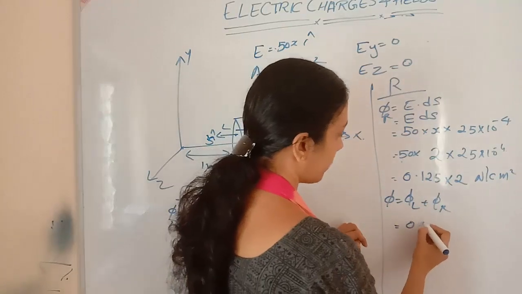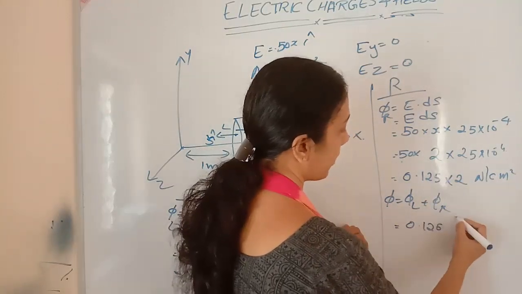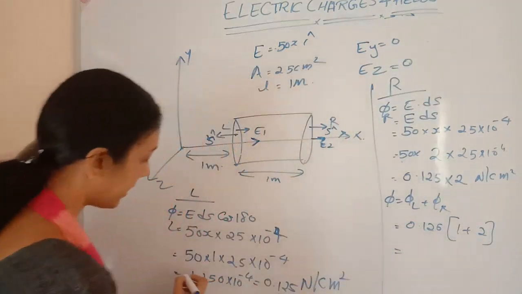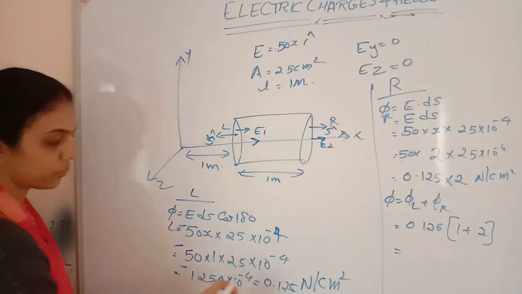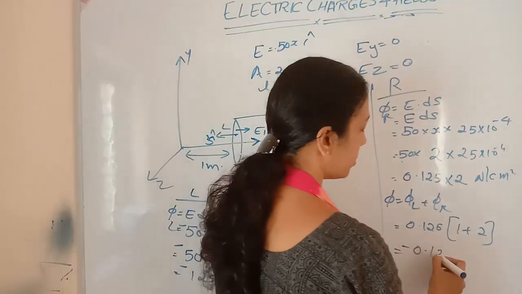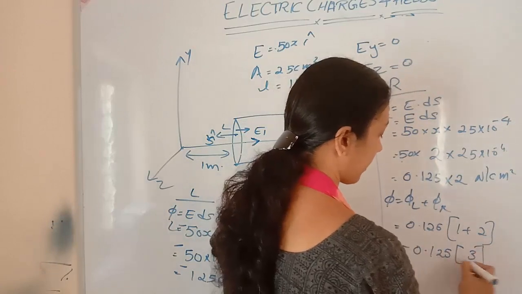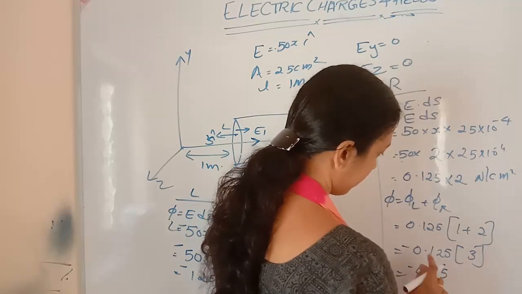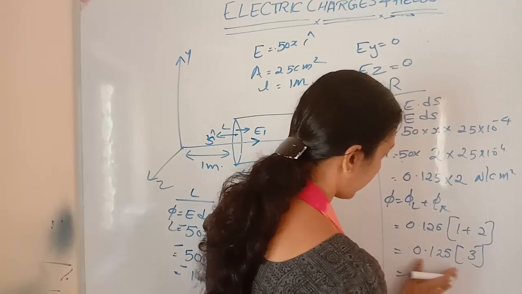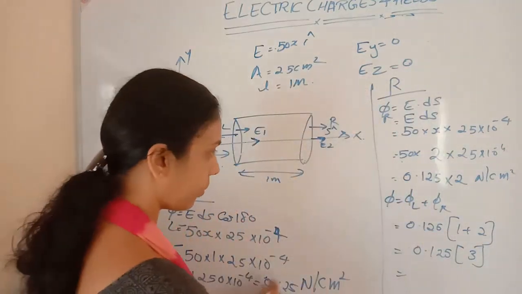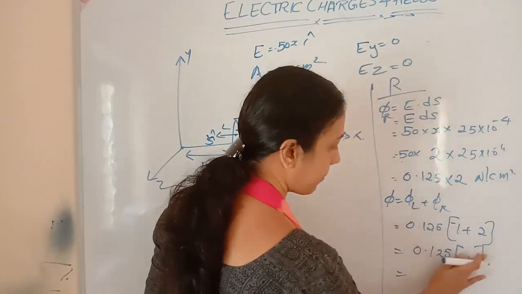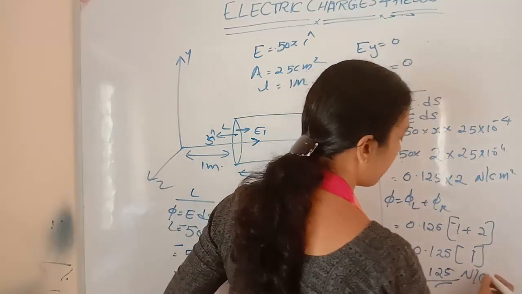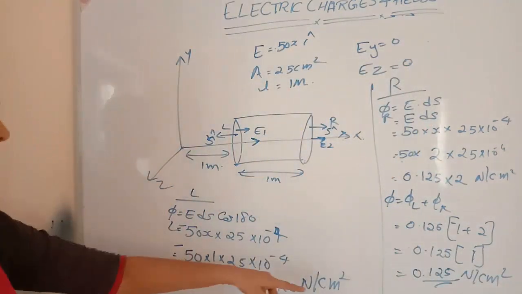5L we got it as 0.125. Here also 0.125 is there, so left side plus right side. Here it is negative, cos 180, so it will be a negative value. So minus 0.125 into 3. Here cos 180 is minus 1, so this 0.125 is negative. So here we will get 0.125 Newton per Coulomb meter square. Right, now we got the value of phi.